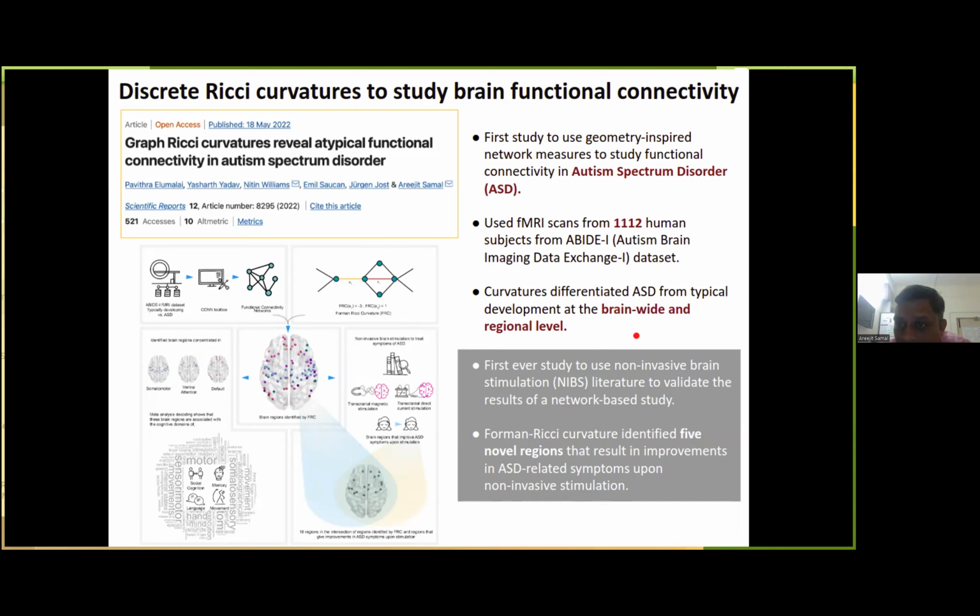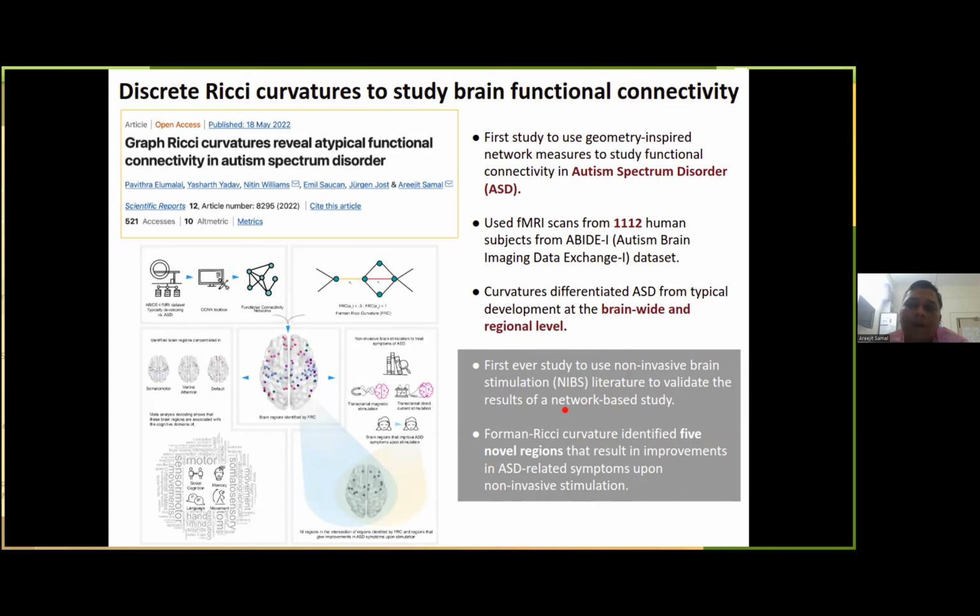I would also like to highlight in the course of this presentation that this is also the first study to use a non-invasive brain stimulation. I'll expand on this towards the end of the talk. And further, in this particular case, the Forman-Ricci curvature identifies 5 novel regions which are associated with ASD, which are not picked up by standard network measures or Olivier-Ricci curvature.